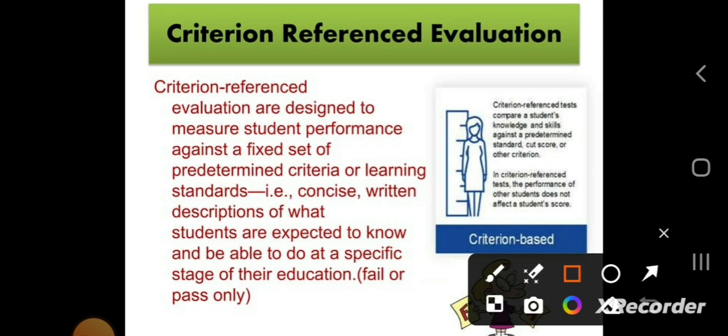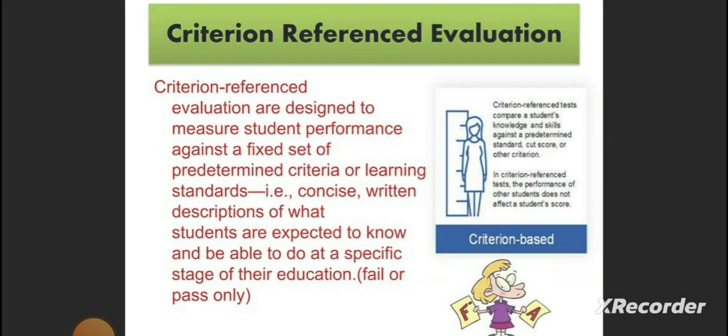Predetermined standards, predetermined criteria. Students are measured against clear, fixed criteria or learning goals. Pass or fail. The evaluation typically determines if the student meets or does not meet the expected standard rather than ranking them in relation to peers.